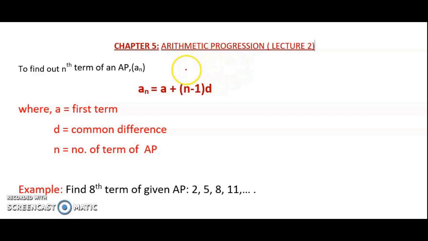In this lecture, we will study the formula to find the nth term of an arithmetic progression, represented by an, and the formula is an equals a plus (n minus 1)d. an is the nth term, a is the first term of the arithmetic progression, d is the common difference, and n is the number of the term of the arithmetic progression. Let's see how we can use this formula.